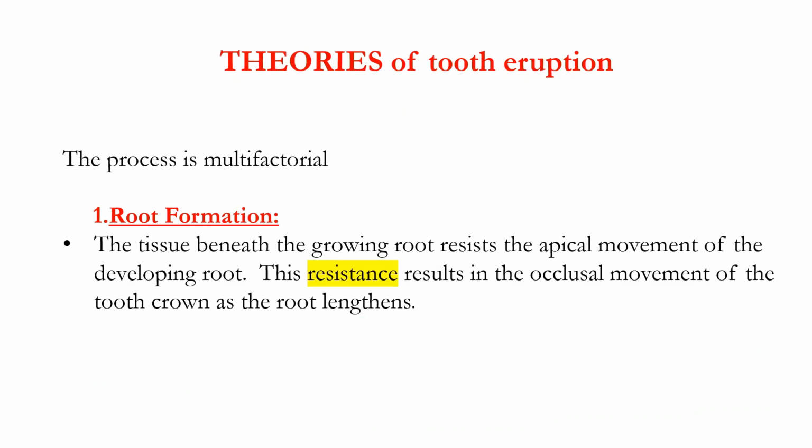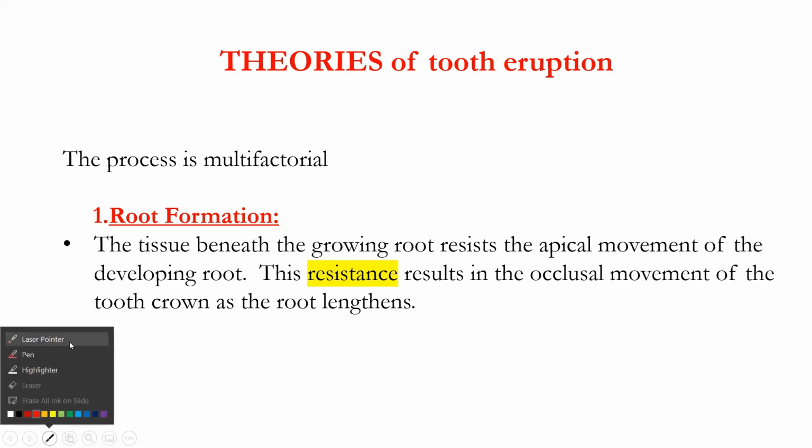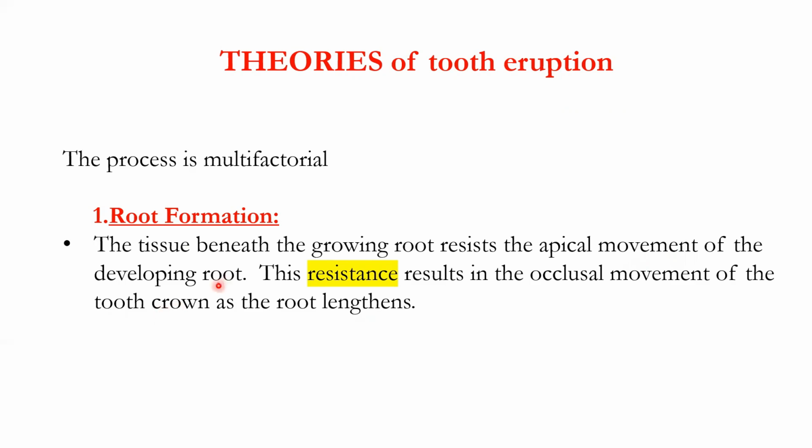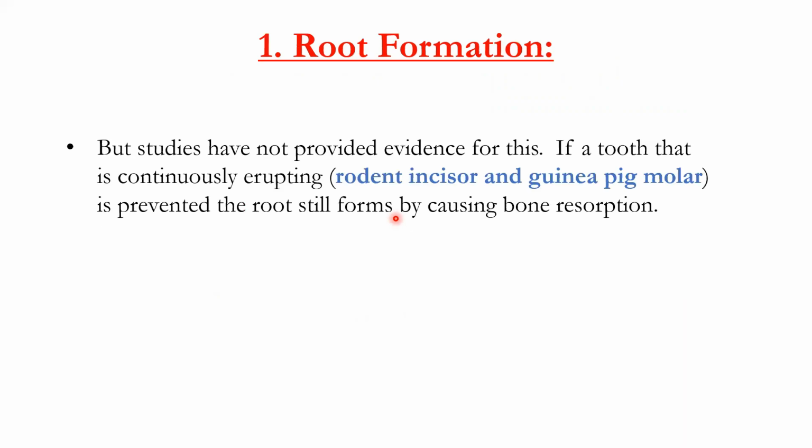The theories of tooth eruption say that it is multifactorial. So we'll see four different factors, that is root formation, bone remodeling, dental follicle, and periodontal ligament. So in the root formation, I already told you the tissue beneath the growing root resists the apical movement of the developing root, and this resistance results in the occlusal movement of the tooth crown as and when the root lengthens. I've already described that to you.